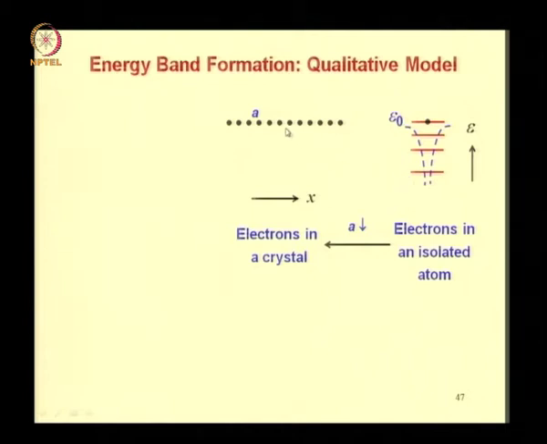On the other hand, you can build up a crystal by bringing together isolated atoms. So that is what is indicated here. As you progressively decrease the interatomic distance between various atoms, you end up with a crystal like this from an isolated atom or a set of isolated atoms. Now how do you build up the picture here from this?